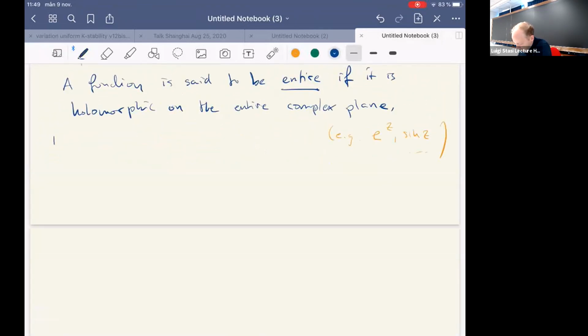And then the theorem by Liouville, as I'm sure you know, says the following. It's a very catchy theorem, which says that bounded entire functions are constant.